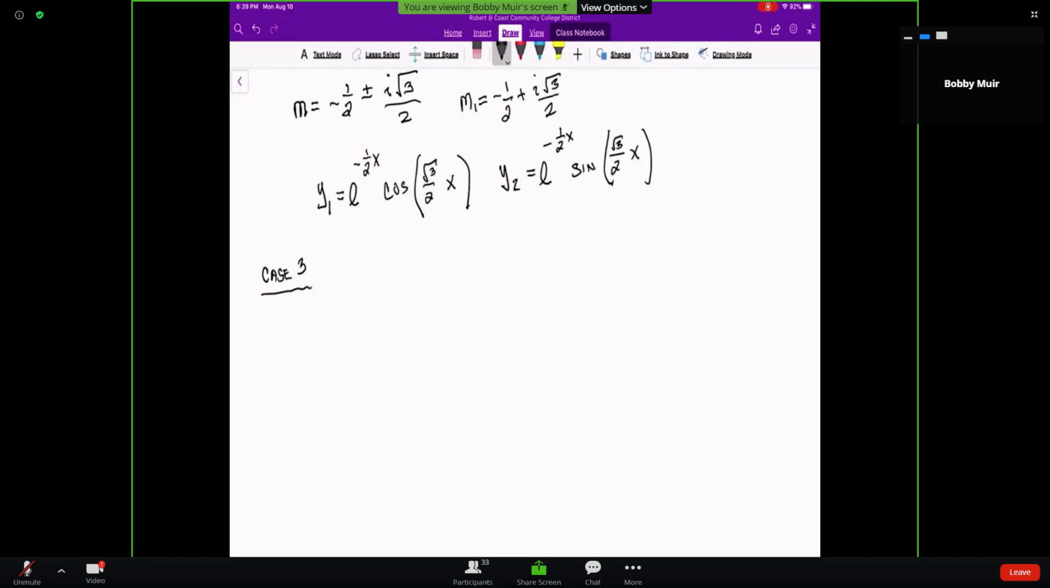And this is the case when the discriminant, remember we have m equaling negative b plus or minus the square root of b squared minus 4ac all over 2a. And in this case, the b squared minus 4ac is equal to zero. So that means we only have one root. It's a double root. Anybody want to tell me what it is?